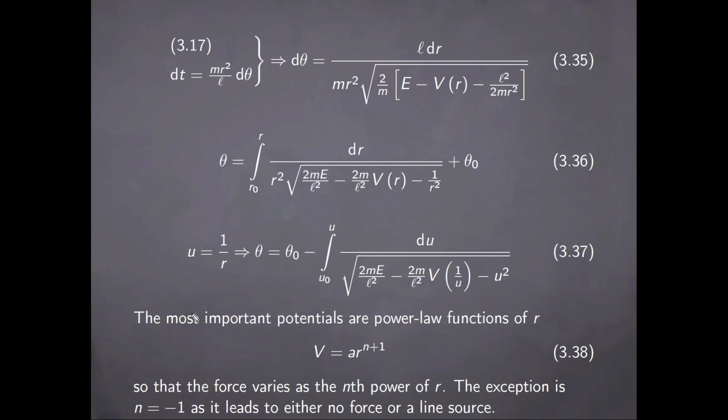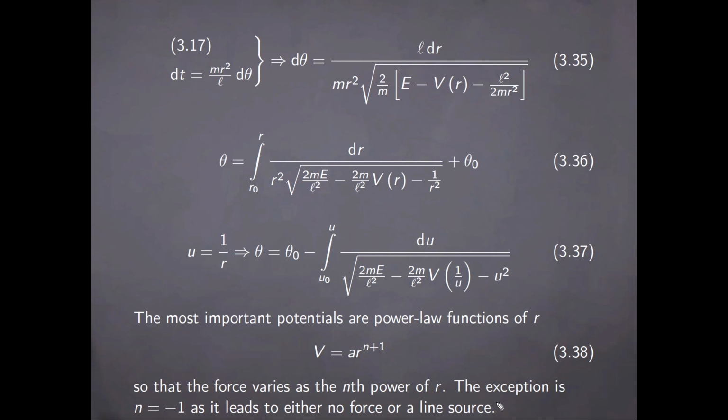Now, the most important potentials are power law functions of the radius given by such expressions, such that the force will vary as the nth power of r. The exception to this is given by n equals -1, as this leads either to no force at all if the potential is 0, or, in case the potential is 1 over r, to a situation characteristic of a line source rather than a point source.